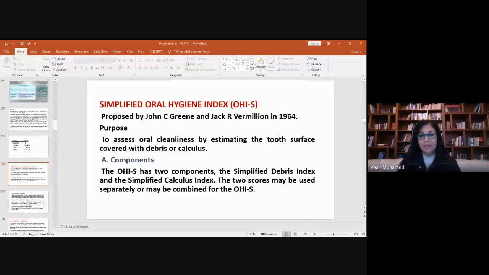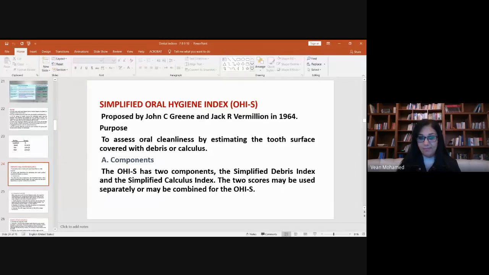The purpose is to assess the oral cleanliness, because it's about hygiene. How? By estimating the tooth surface covered with two terms, debris or calculus. We will examine debris and we will examine calculus. So the sum of debris and calculus will determine the simplified oral hygiene index.